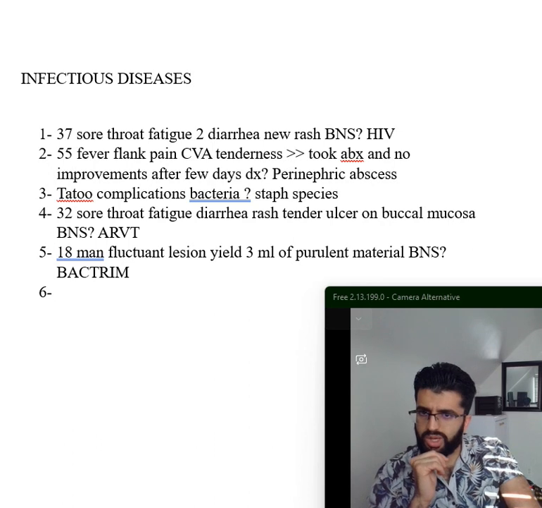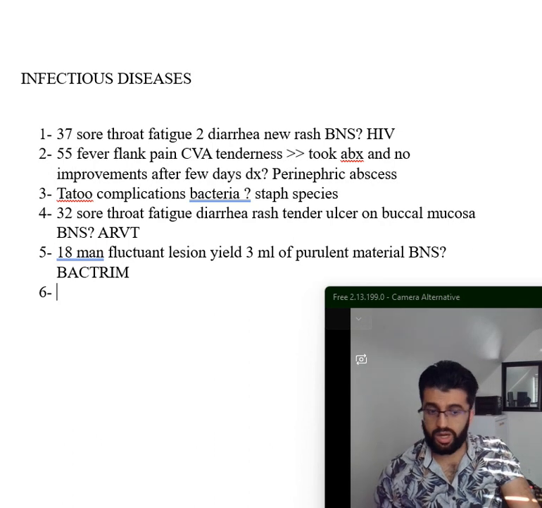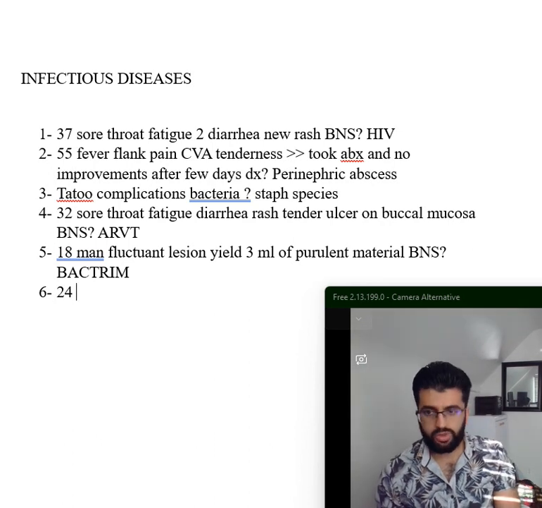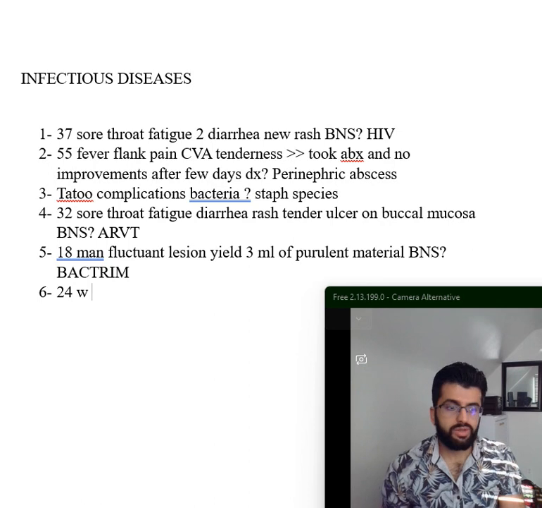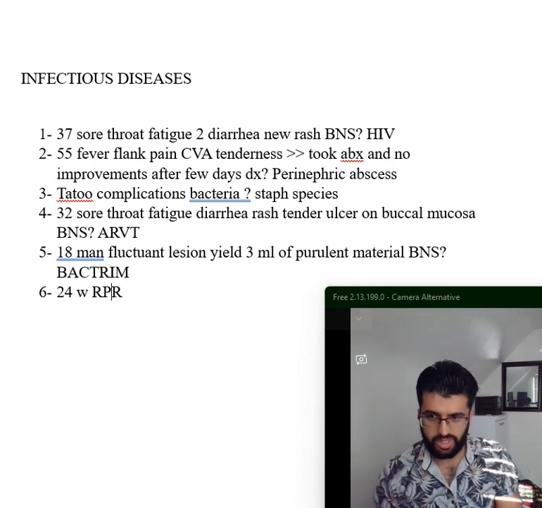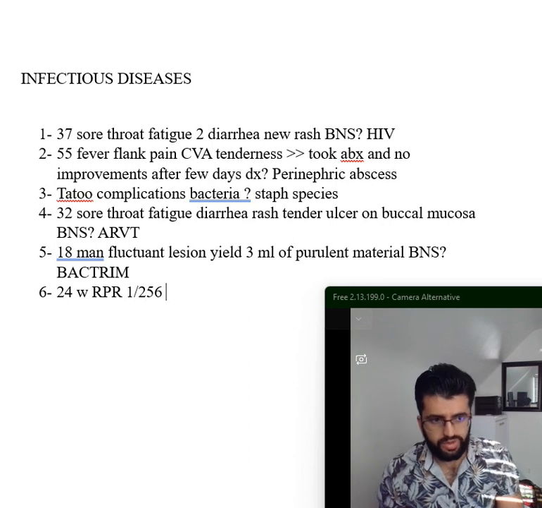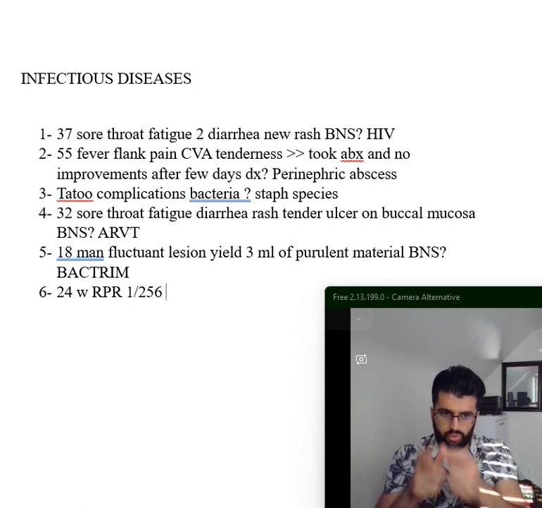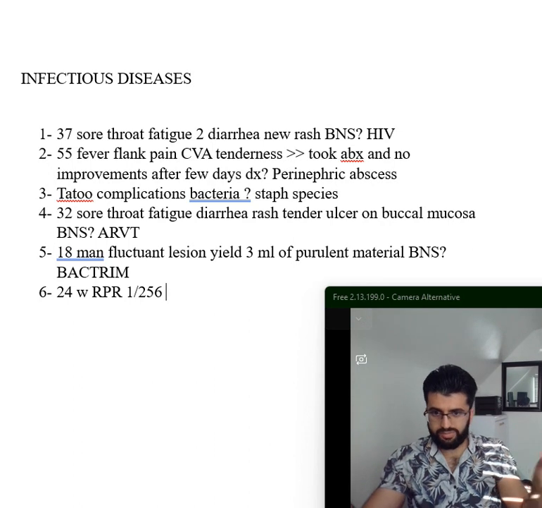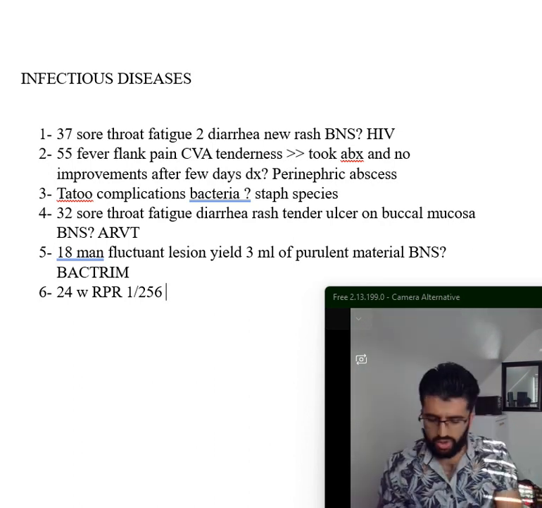Alright, now we have another patient. Now this case is pretty high yield. It's kind of interesting. Okay, so a 24-year-old woman had sex with multiple people and developed syphilis. Okay, you check the RPR. You see 1 to 256. This is very high. You divide it 256 times, and then you still detect it. This means it's a pretty high titer for syphilis. So you start penicillin. Okay, you treated that.